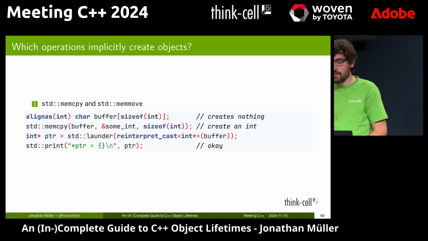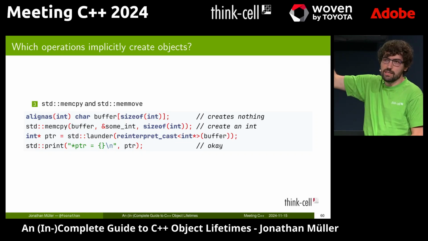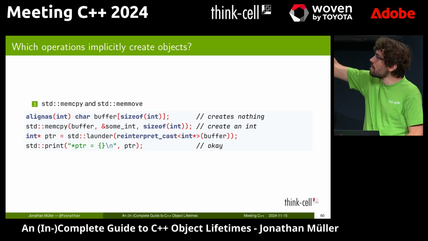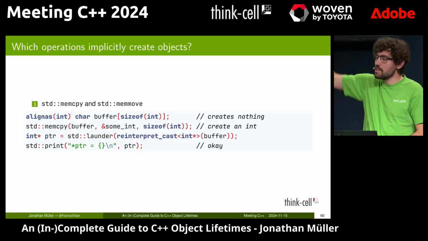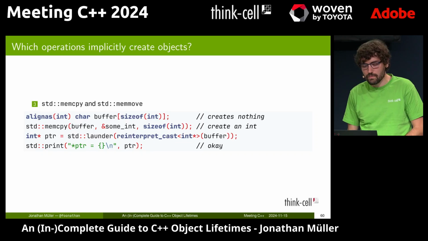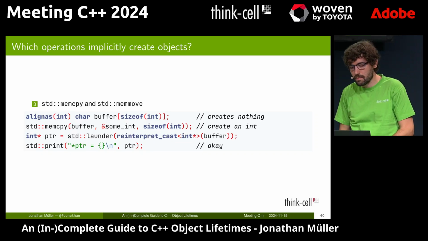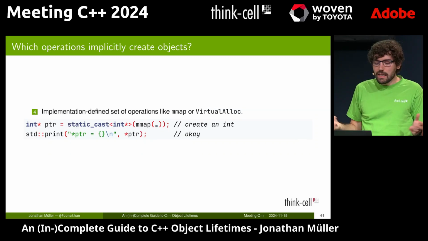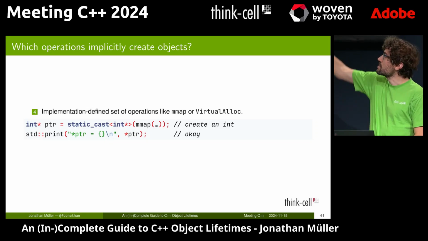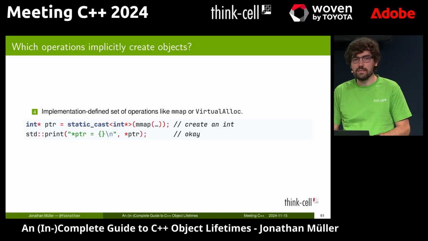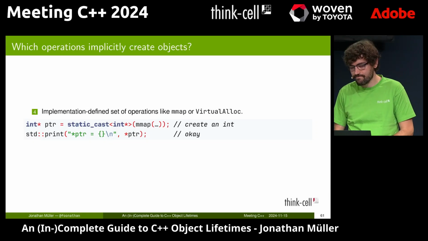Another operation that implicitly creates objects is memcpy and memmove. It's a char buffer, not an unsigned char buffer, so it creates nothing. We then memcpy some int over there. This creates an int because we later read an int, and memcpy is an operation that implicitly creates ints. And again, the launder is only necessary because of the same thing as previously, pretend it's not there. And then finally, there's a set of implementation-defined operations like mmap or VirtualAlloc. If you just mmap some memory and start using it as an int, that's okay, because the implementation probably makes it implicitly create objects for you.